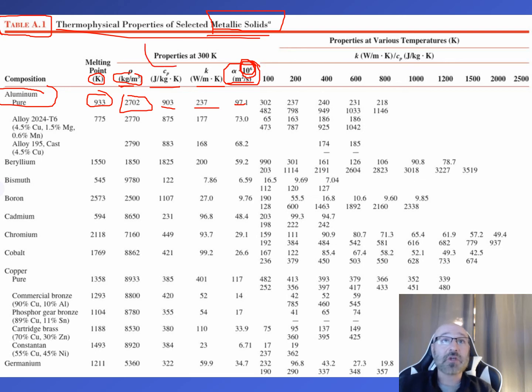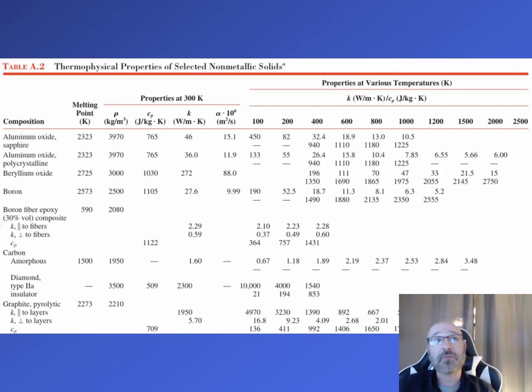So these were your properties at 300 K, while the properties at various temperatures, you can see going up here, here's your k and your c sub p, are for different temperatures as we go on up for each of these types of materials. So this is just a small section of table A1.